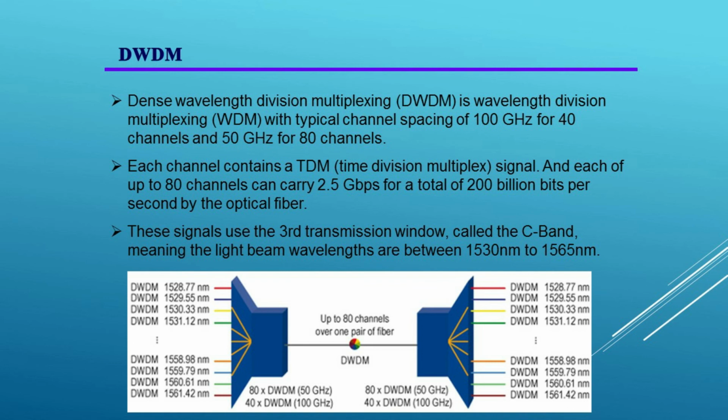DWDM. Dense Wavelength Division Multiplexing DWDM is wavelength division multiplexing WDM with typical channel spacing of 100 GHz for 40 channels and 50 GHz for 80 channels. Each channel contains a TDM time division multiplexed signal, and each of up to 80 channels can carry 2.5 gigabits per second, for a total of 200 billion bits per second over the optical fiber. These signals use the third transmission window called the C-band, meaning the light beam wavelengths are between 1530 nanometers and 1565 nanometers.